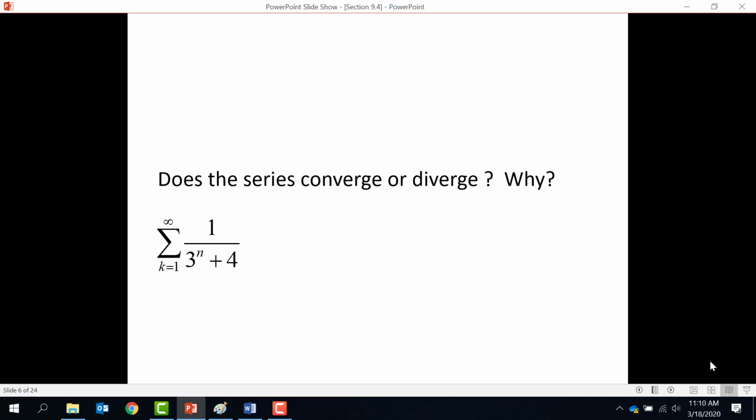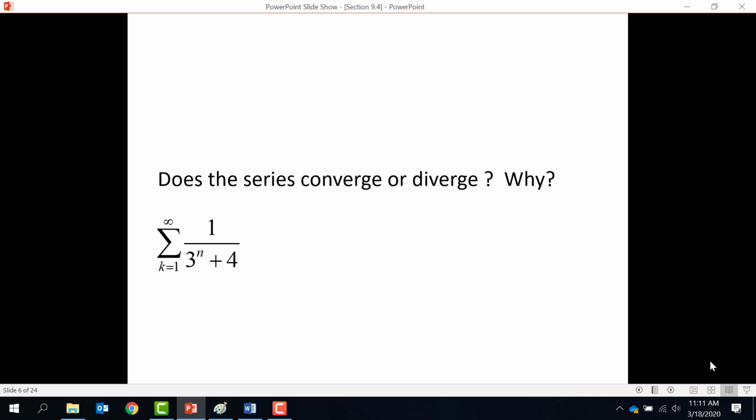Now, take a moment and look at the next series. This is a new type of series. This is not a geometric series. You should ask yourself, why is this not a geometric series? How is this different from the last series? You should see that the plus 4 makes this not a geometric series. But what does that plus 4 do to the terms of the series?